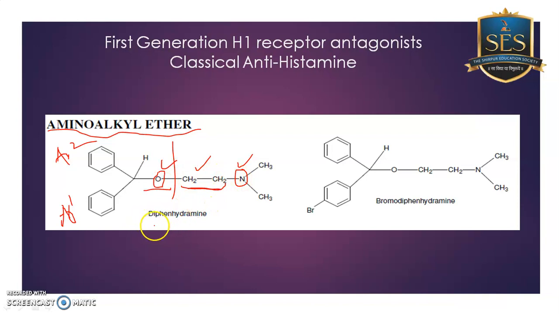An example is diphenhydramine. The compound name itself says that it contains two phenyl groups: this is the first phenyl, this is the second phenyl. That's why it is called diphenhydramine. This is bromodiphenhydramine. It is very similar to diphenhydramine, the only difference is the bromo. You can easily work out the name, bromodiphenhydramine. So in this way you can remember the amino alkyl ether class.